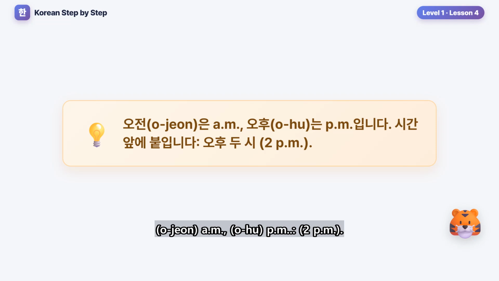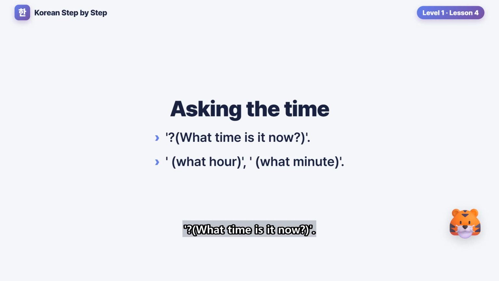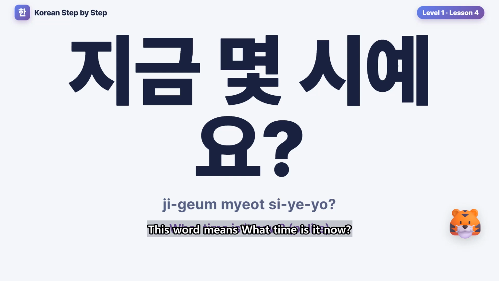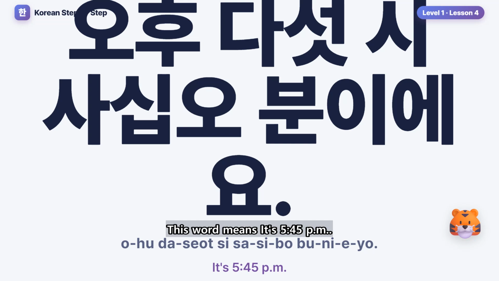오전 5시, 오후 5시. What time is it now? What hour? What minute? This phrase means what time is it now? Polite. Listen. 지금 몇 시예요? This phrase means it's 5:45 p.m. Listen. 오후 5시 45분이에요.